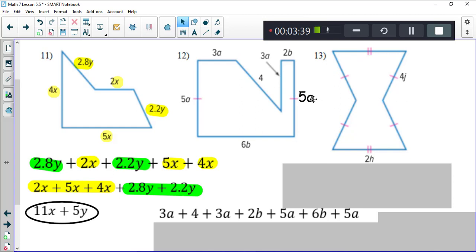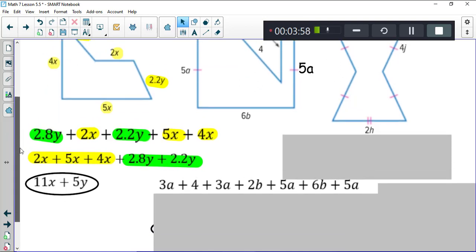So again, just because there's nothing written or typed there doesn't mean you just ignore it and not add it in. You just have to recognize that these opposite sides are congruent or equal to each other. So again, I've got 3a plus 4 plus 3a plus 2b plus 5a plus 6b plus 5a. As you gain a little bit more experience with these problems, you might even be able to reorder them as you write it. But at this point, I'm going to suggest just going with one thing at a time, just going clockwise around the figure, then reorder it, putting our a's side by side. So that's 3a, 3a, 5a, and 5a. And our b's are also like terms, so 2b and 6b, we'll put those side by side.